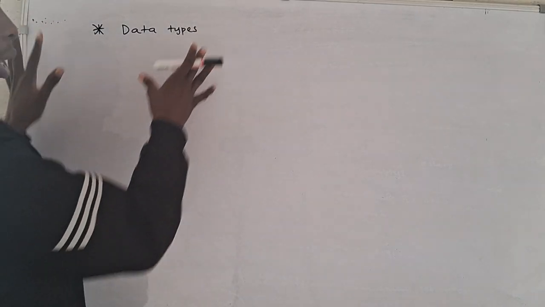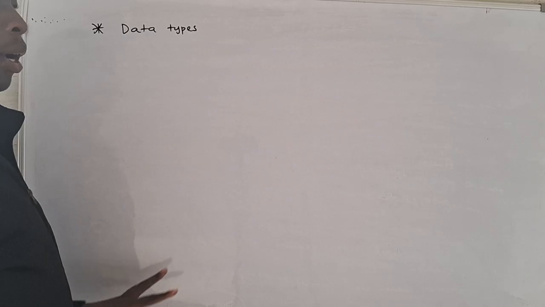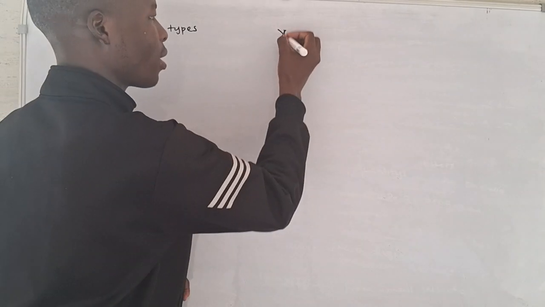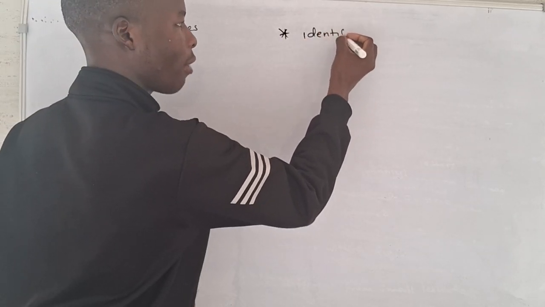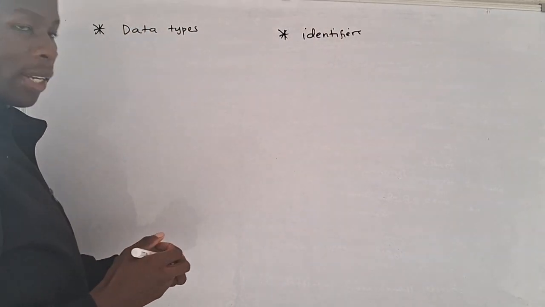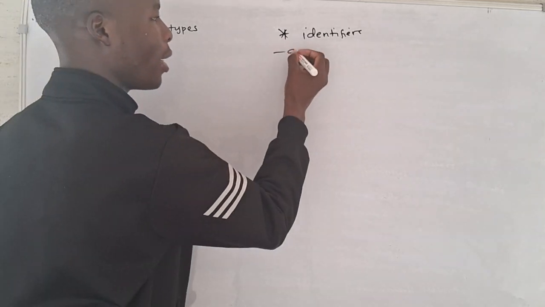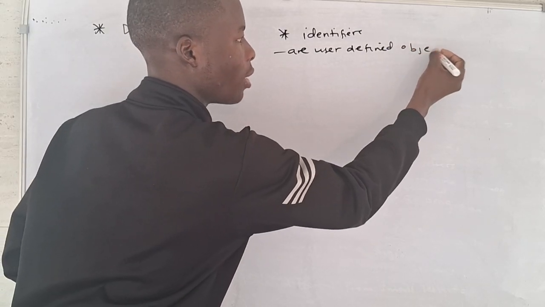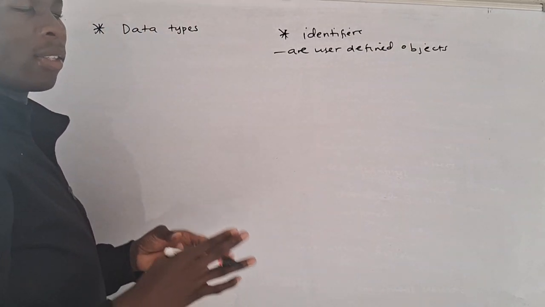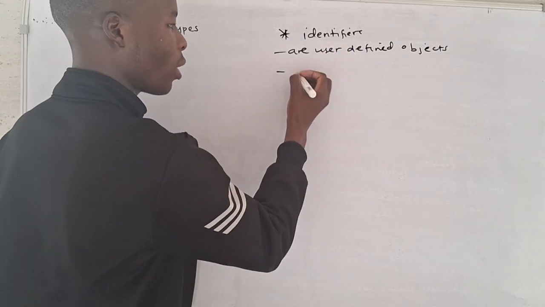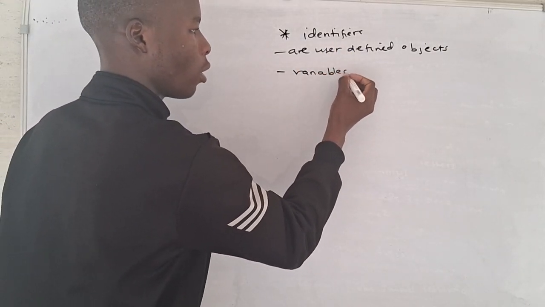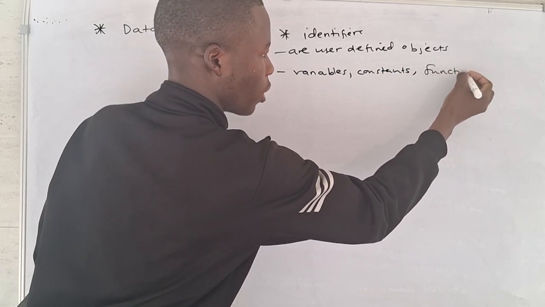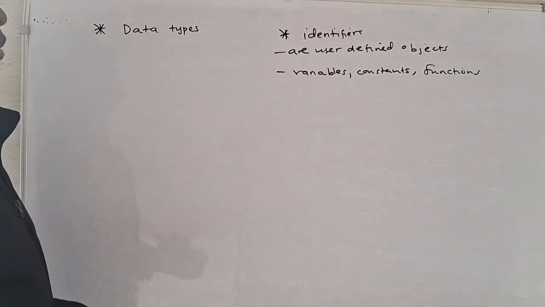Before we start talking about data types, I would like to take you back to the previous class. In the previous class, we discussed identifiers. Identifiers are user-defined objects. They are defined by the user. Examples are variables, constants, and functions. These are examples of identifiers.